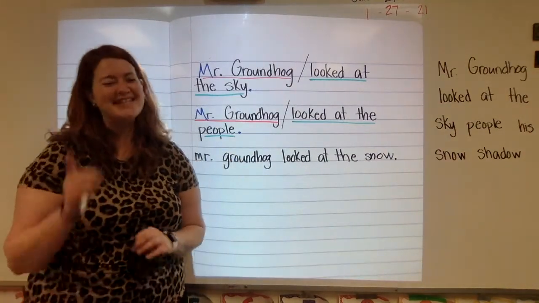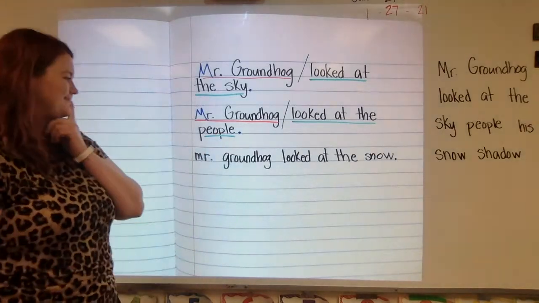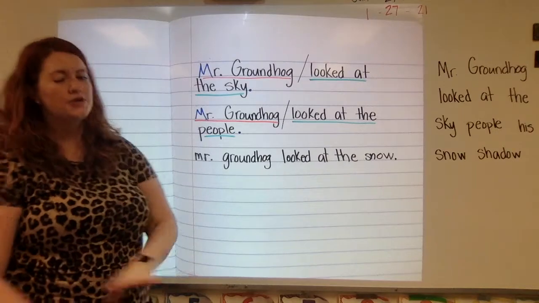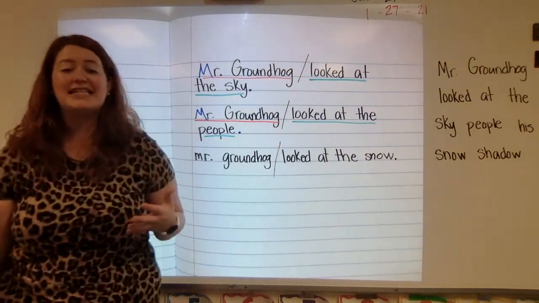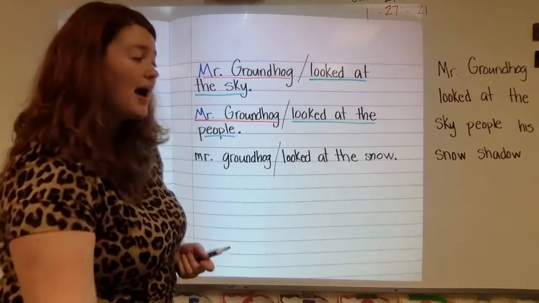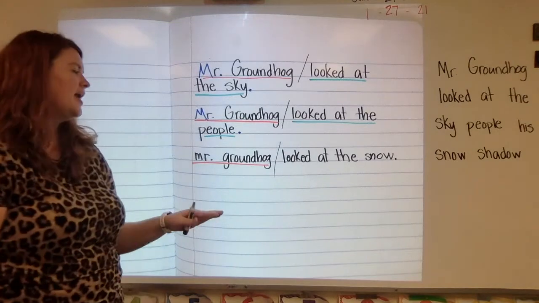The first thing I'm going to do, you already know, separate my subject from my predicate. I know Mr. Groundhog is who the sentence is all about, so I'm going to separate it right there. The whole sentence is about Mr. Groundhog, so he's my subject. So I'm going to underline my subject in red.